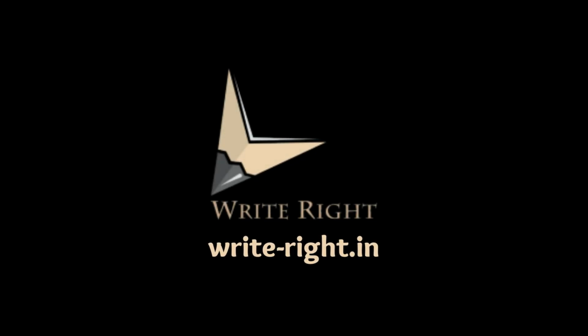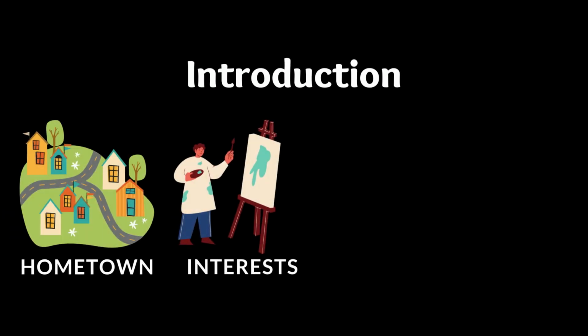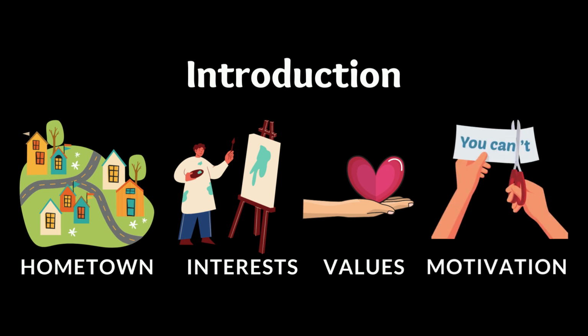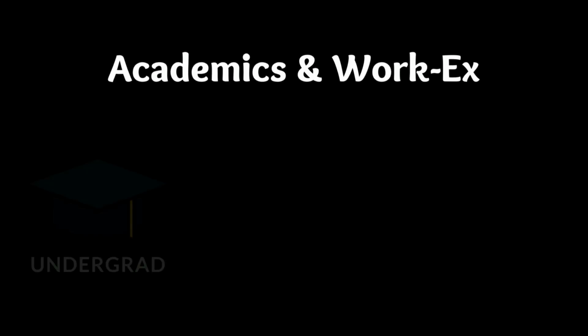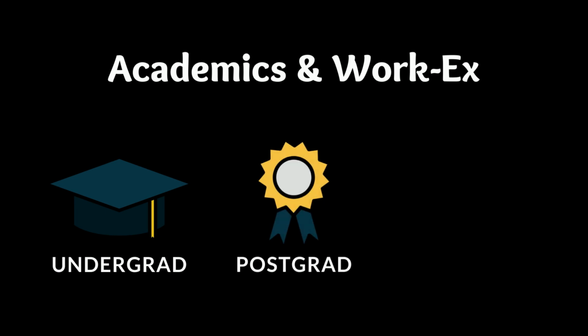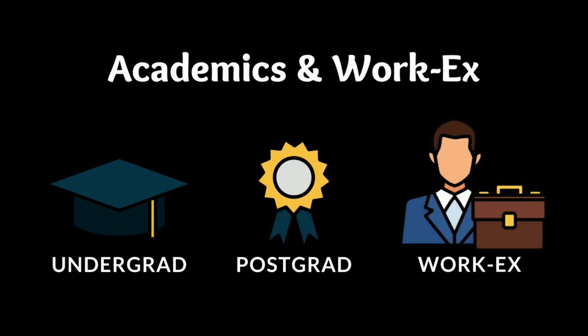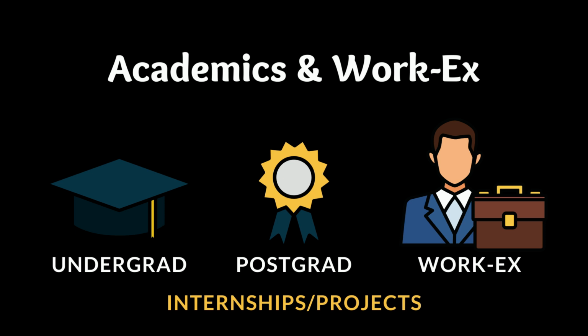For now, I'm going to show you how exactly a statement of purpose looks. Your SOP starts with your introduction, wherein you show where you come from, what your interests, values, and motivation are as a person, all these things that embody you. After that, you share about your academic background, which includes your undergraduate degree, a postgraduate degree if you have one, and then your work experience if you have any. If you don't have any, then you talk about your internships, undergraduate projects, or any other project that you took up voluntarily.